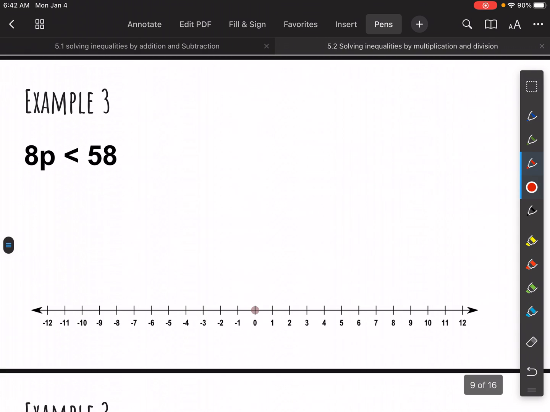Example 3 here, okay, trying to get p by itself. How do I do it? Divide both sides by 8 since it was being multiplied. So I have p values where p is less than.